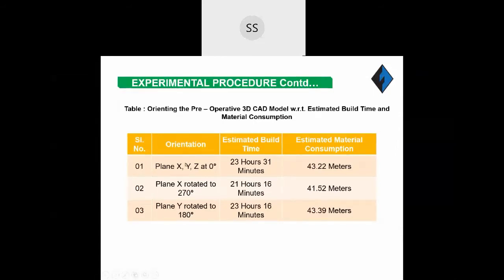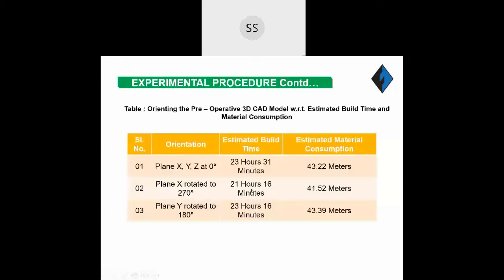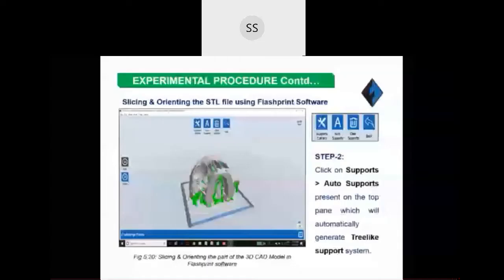So these are the orientations. We have plane XYZ at 0 degrees, plane X at 270 degrees, and different ways, so I can find out the build time and total material consumption. The build time with this one is 21 hours 16 minutes. I selected this 21 hours 16 minutes as the time for building the part. So now we have oriented the part like this. You can see the support structures that are coming here. Our orientation should be selected in such a way that there are minimum support structures.